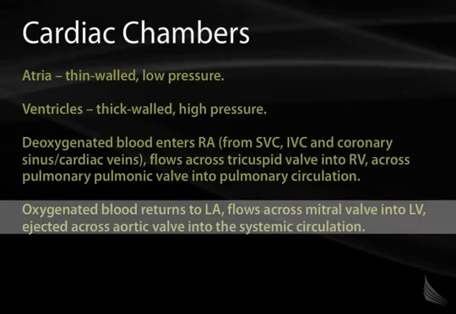Oxygenated blood returns to the left atrium from the lung. It then flows across the mitral valve into the left ventricle, and is then ejected across the aortic valve into the systemic circulation.